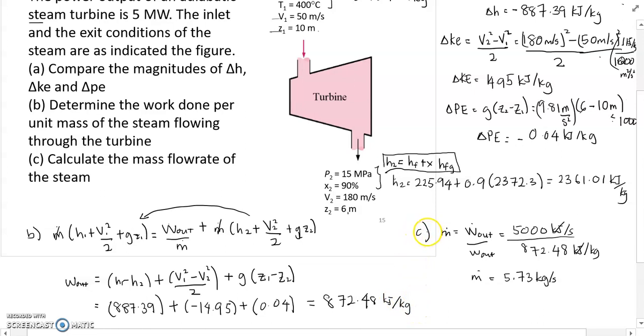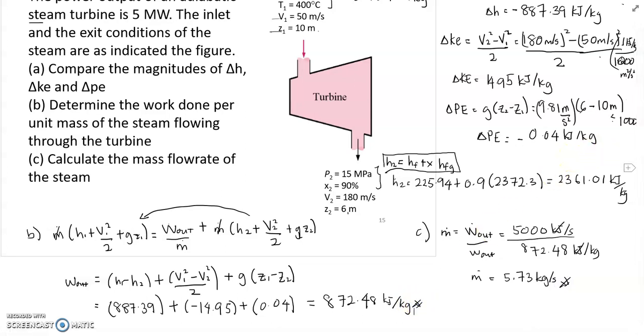Last, part C. The question asks for the mass flow rate of the steam. You can use this relationship to calculate m dot: power divided by work done is the mass flow rate. Power is given as 5 megawatt, so it's 5,000 kilojoule per second, divided by your work done, 872.48 kilojoule per kg. So kilojoule cancels out, and your m dot is 5.73 kg per second. So this is the final answer.